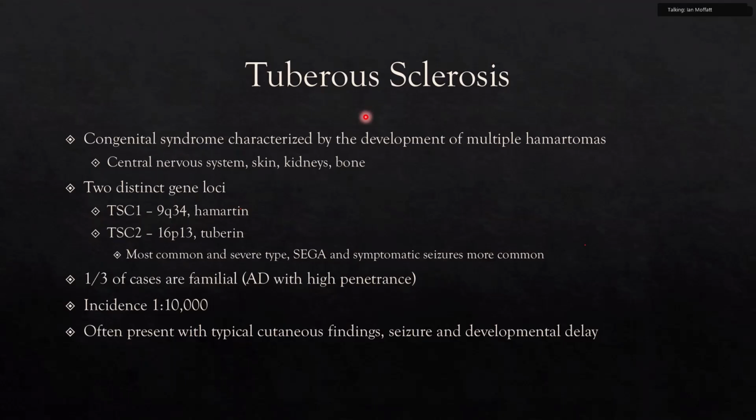There's TSC1, which is on chromosome 9, encoding hamartin, and TSC2, which is on chromosome 16, which codes for tuberin. And TSC2 is the most common and severe type with higher association of SEGAs and symptomatic seizures. About 1/3 of cases are familial, the rest are spontaneous mutations, and it is autosomal dominant with high penetrance. The incidence is 1 in 10,000, so it's a fairly common one behind NF1. And they often present with the typical cutaneous findings, seizures, and developmental delay.